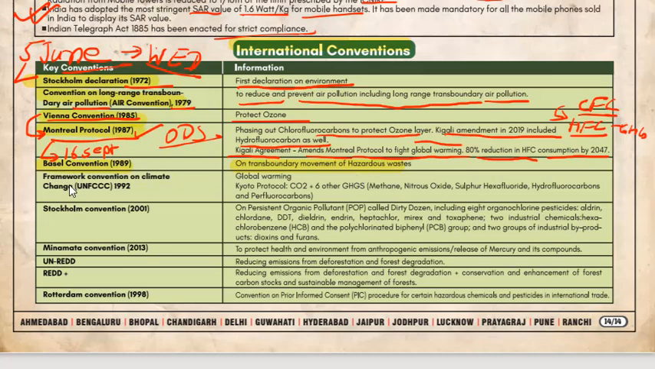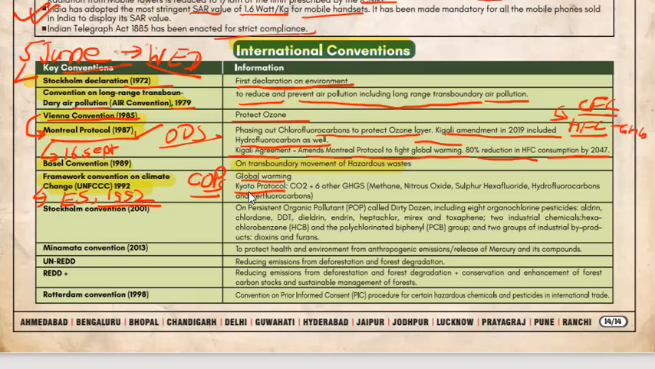This is also important: the Framework Convention on Climate Change, 1992. This is about the Earth Summit. In the Earth Summit 1992, three different areas were selected. One of them was climate change. Under climate change, UNFCCC was established. This is the United Nations Framework Convention on Climate Change. Under this, COPs were organized. COP3 resulted in the formation of the Kyoto Protocol. Climate change is related to global warming.